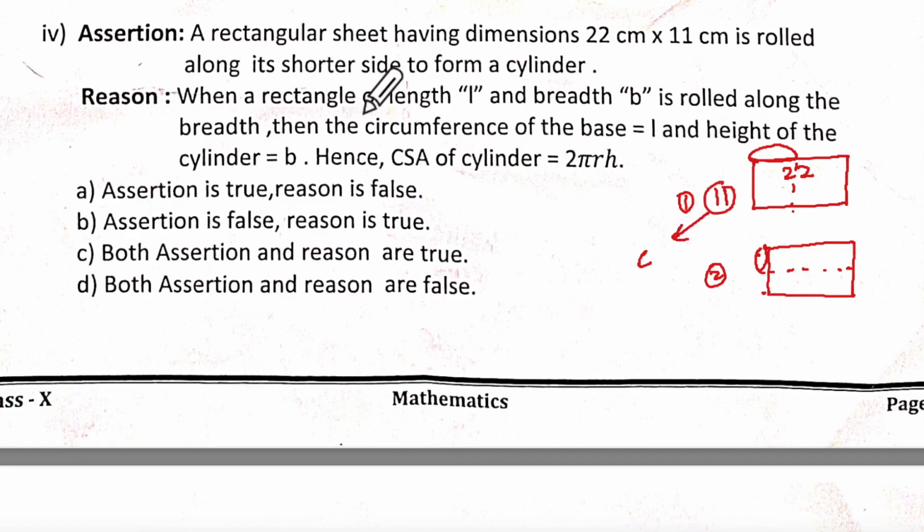Correct? Now, reason: it forms a cylinder. Okay, now when the rectangle of length L and breadth B is rolled along the breadth, then the circumference of base equals L and the height of the cylinder is B. Okay. So the circumference of the cylinder is 22 and the height is 11.